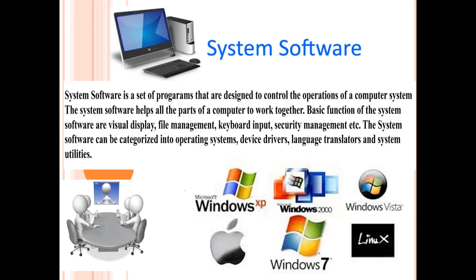First one is system software. System software is designed to control the operation of the computer system. It helps the computer to work together. Some of the functions of system software are visual display, file management, keyboard input, security management, etc. Generally, system software can be categorized into operating systems, device drivers, language translators, and system utilities. Let's see one by one.